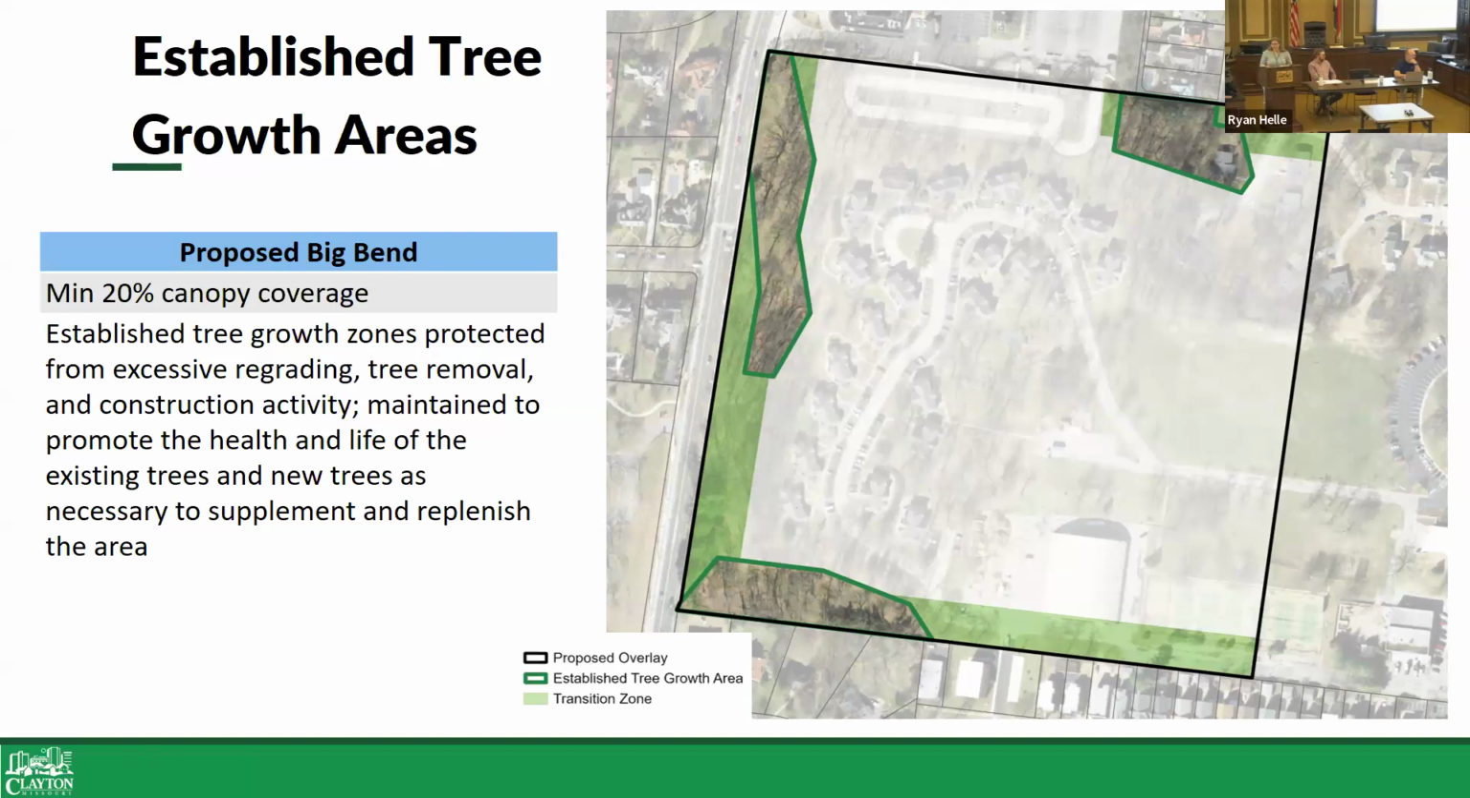So you can see in some portions, they extend beyond the transition zone requirement, and in other areas, they're completely within the transition zone. So this further limits what any development activity would be allowed within those areas to protect those existing canopies, and then also enhance them should they need to replace additional trees.